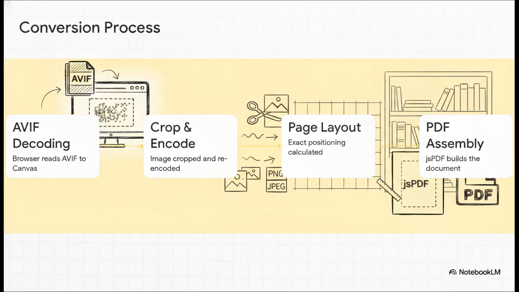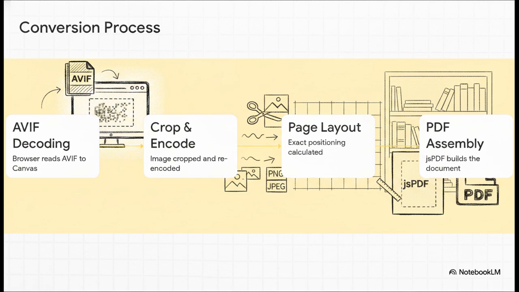Which brings us to Section 3, the browser-based solution. Okay, this might sound a little complex, but modern browsers like Chrome 121 and newer, or Safari 18, actually handle this entire crazy process client-side, purely in their own memory. First, the browser's native decoder reads the AVIF and renders the raw pixels onto this invisible HTML canvas element. Second, if you're cropping the image, the tool does the math, cuts the image down to exactly the visible region, and re-encodes it as a PNG or JPEG data URL.